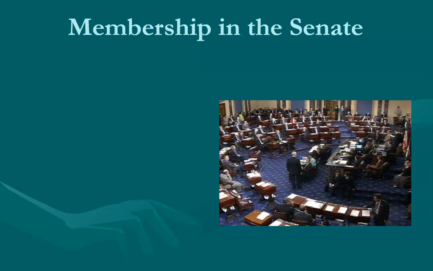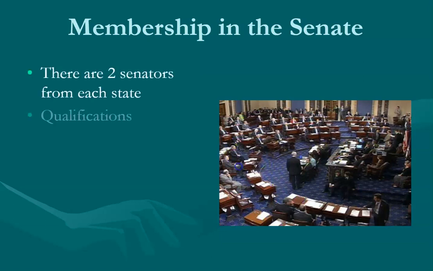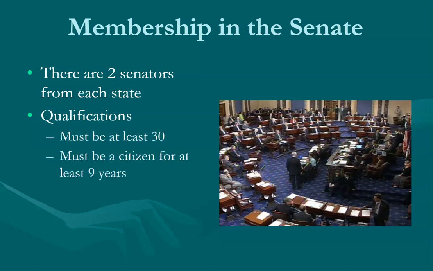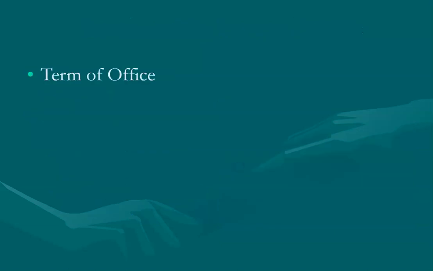So gerrymandering is only done at the House level because that's where the redistricting happens, and it's drawing the districts that causes gerrymandering. Now, there are 2 senators from each state. Qualifications: you have to be at least 30 years old to be a senator, you have to have been a citizen of the United States for at least 9 years, and you must be a legal resident of the state you represent.